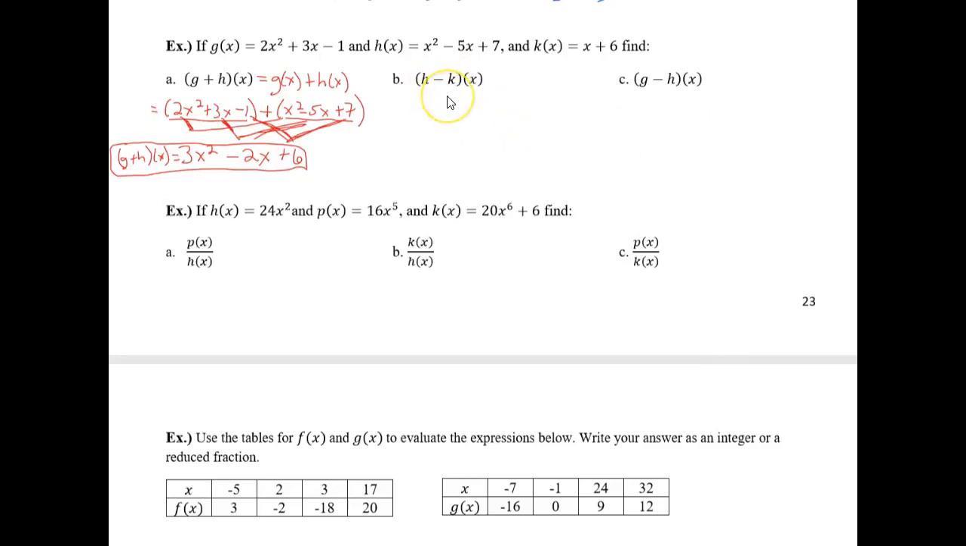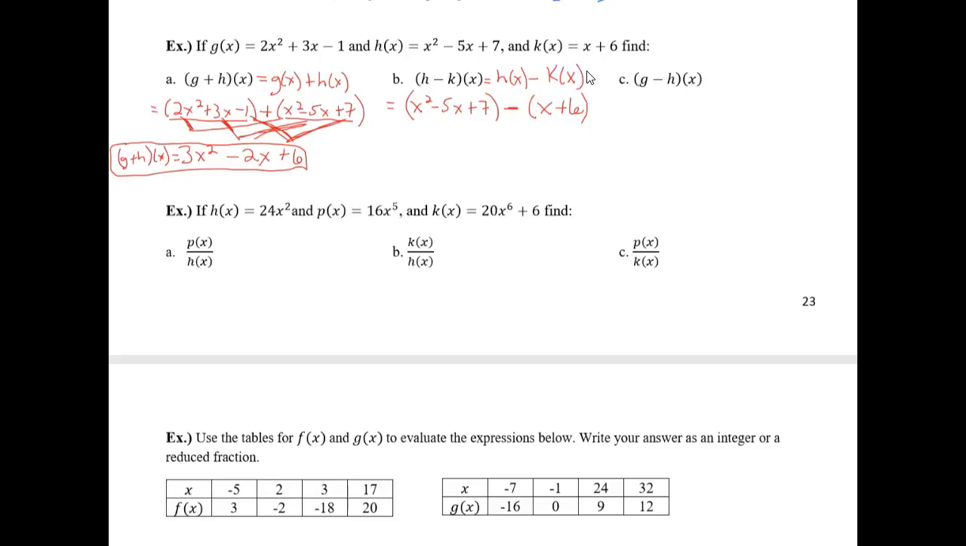Let's look at h minus k of x. So now I'm subtracting, and you have to be very careful to make sure you subtract everything. So to start, I have to recognize that this means I'm taking h of x, so taking that function, minus k of x. What is h of x? H of x is x squared minus 5x plus 7, taking that whole function, and I'm subtracting k of x. K of x is x plus 6.